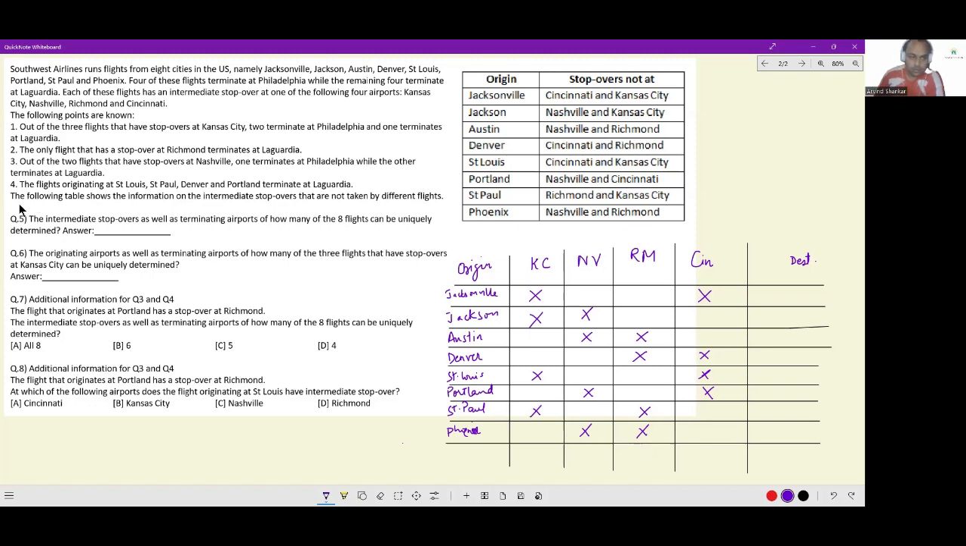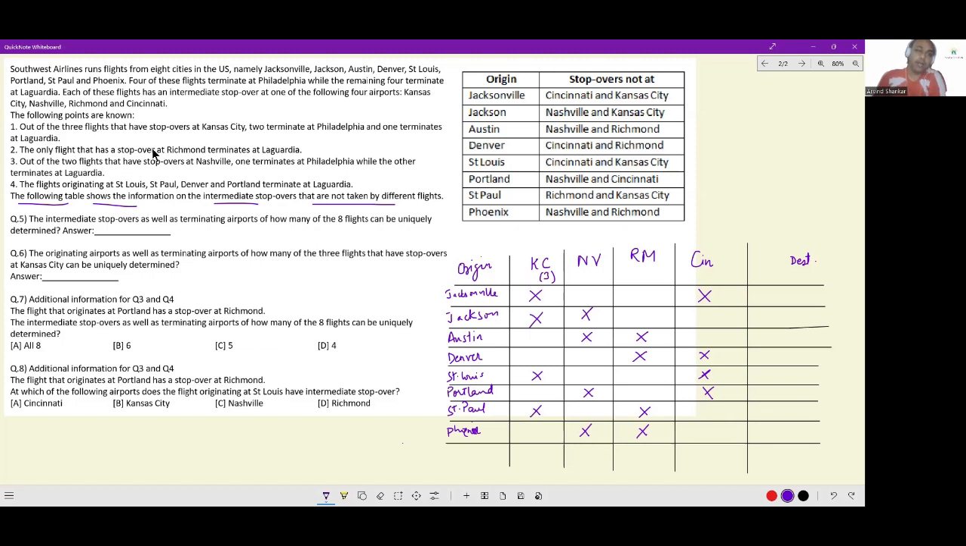We know, although this comes later, the following table shows the information on the intermediate stopovers that are not taken by different flights. I've captured it first so that I can do the interpretation of the following points. Okay. First point is, out of the 3 flights that have stopovers at Kansas City, 2 terminate at Philadelphia and 1 terminates at LaGuardia. See, there are 4 spots left in the Kansas City column. So 3 of them have to be occupied. The only thing I can infer right now is 3 cells in this column will get filled because 3 flights will have stopovers here. Now, the fact about 2 terminating at Philly and 1 at LaGuardia, we can't really capture right now.